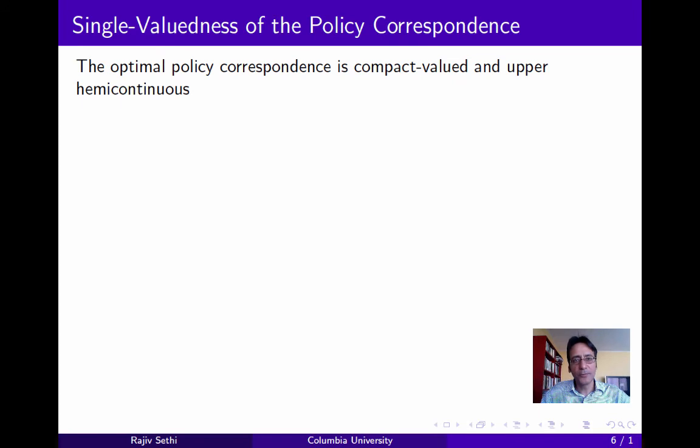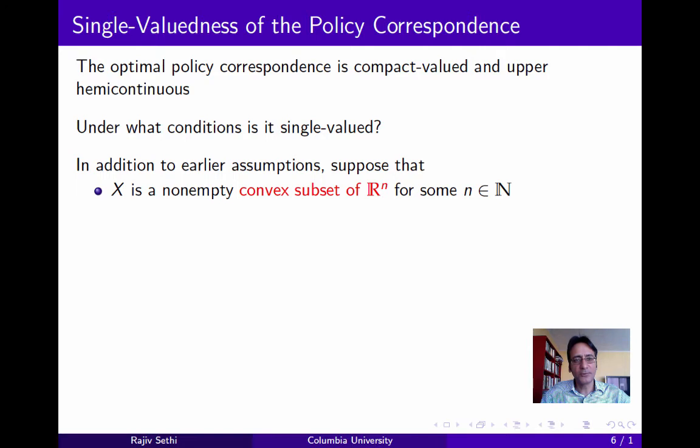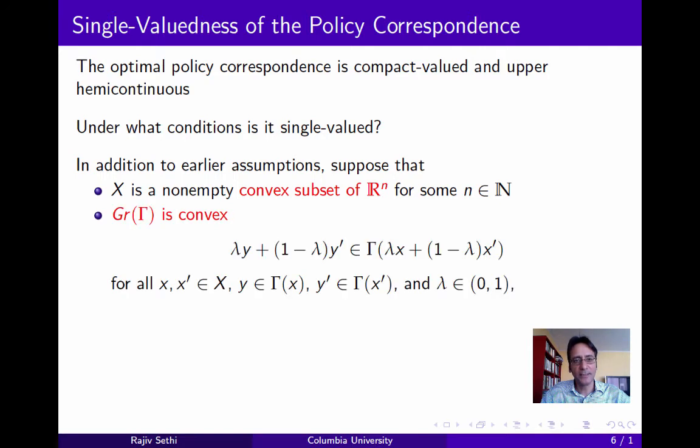Now, as we observed a moment ago, the optimal policy correspondence need not be single-valued, although we know from the theorem of the maximum that it must be compact-valued and upper hemicontinuous. So let's think about the conditions under which it is in fact single-valued. And I'll state 3 conditions for this, which in addition to the assumptions we've already made, will guarantee single-valuedness of the optimal policy correspondence. First, suppose that X is a non-empty convex subset of some Euclidean space R^n.